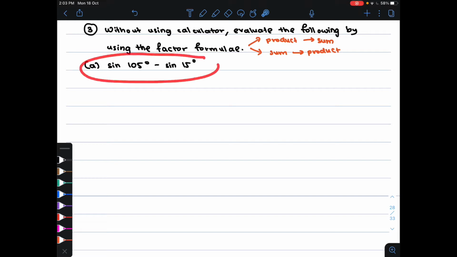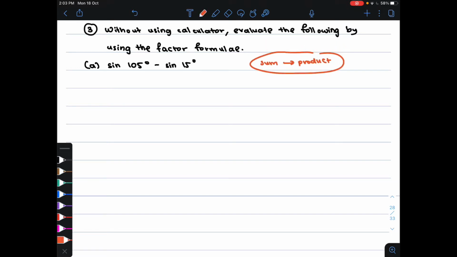For part A, we have subtraction. So this means that this is a sum, and hence we need to change it to become product. So we'll be using sum to product identities for part A. Let 105 degree become A and 15 degree become B.